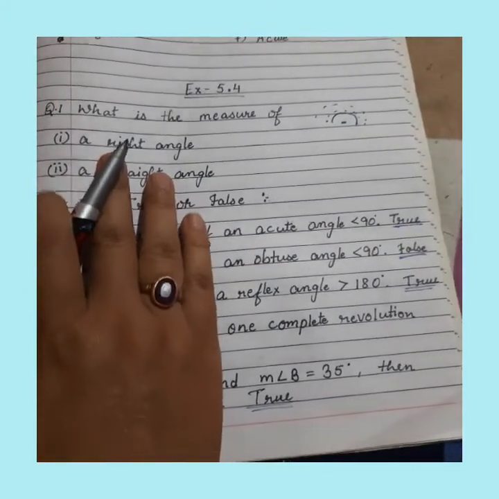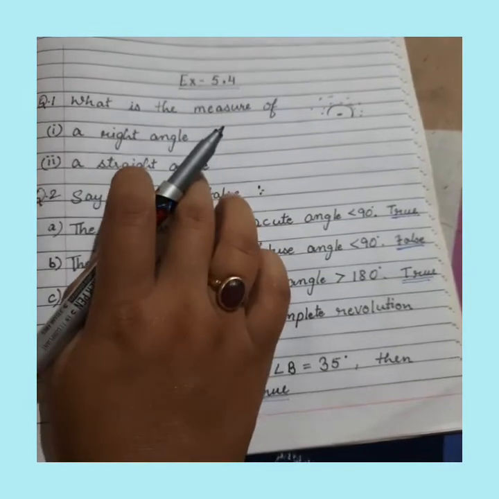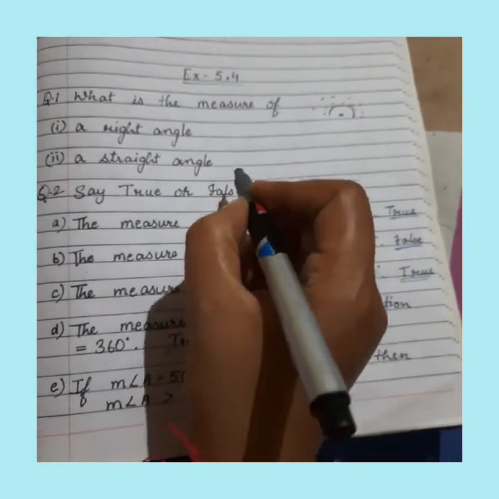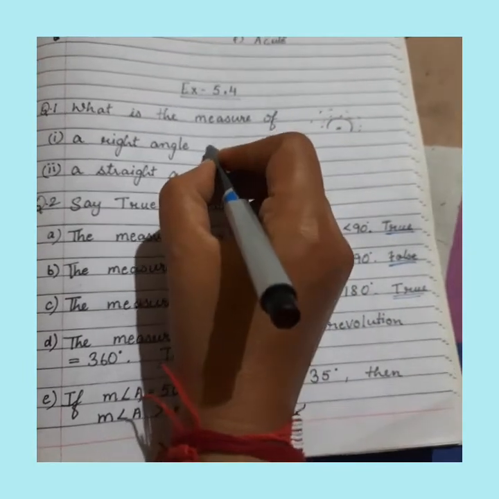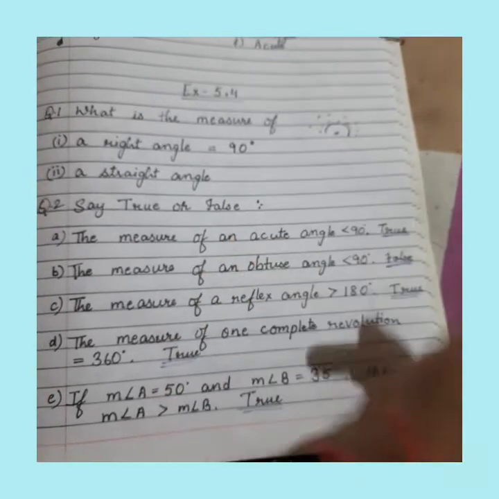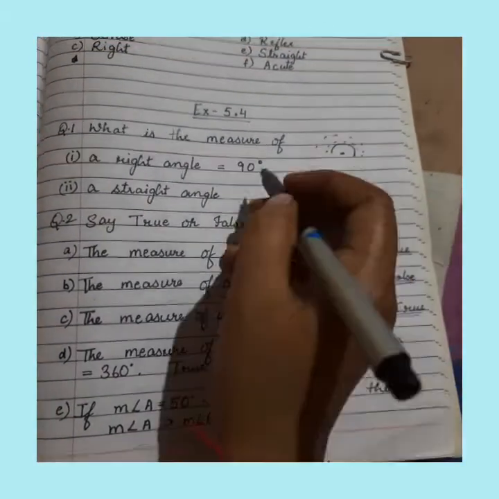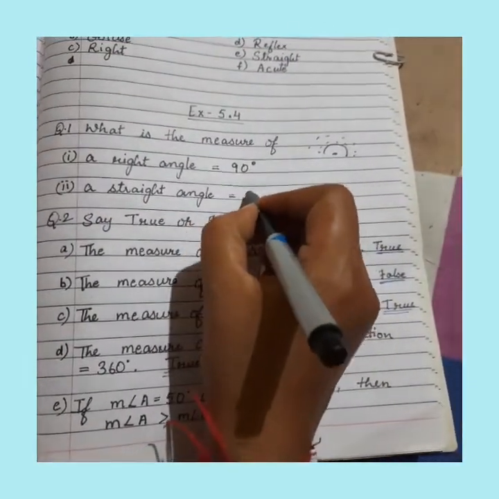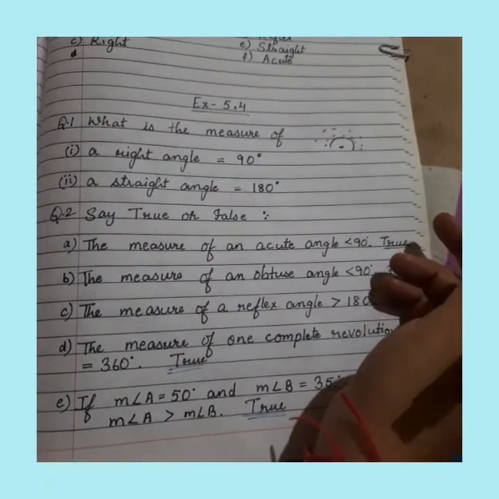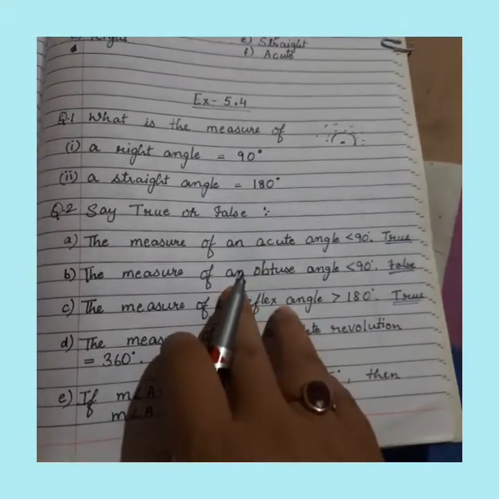First question is, what is the measure of a right angle? Very simple, and I know you know all the answers. A right angle is equal to 90 degrees. Then a straight angle measures 180 degrees. This we have done in a previous video.